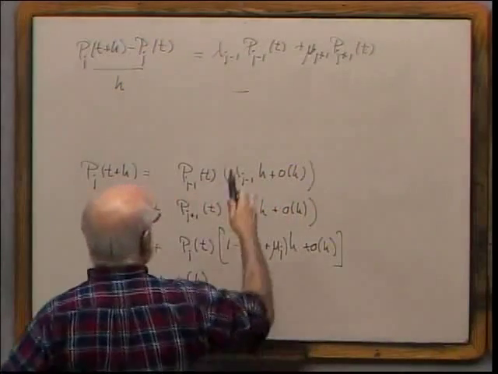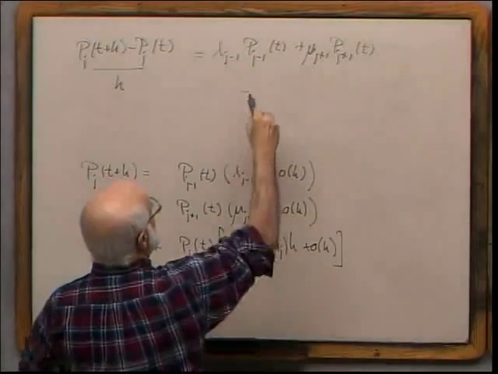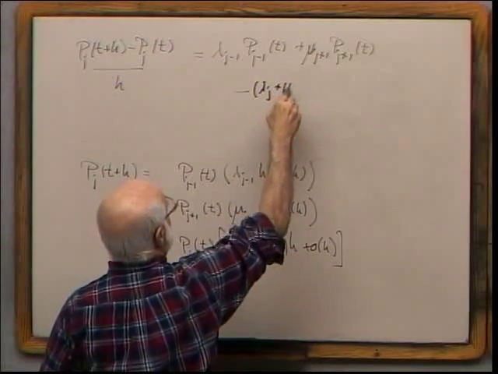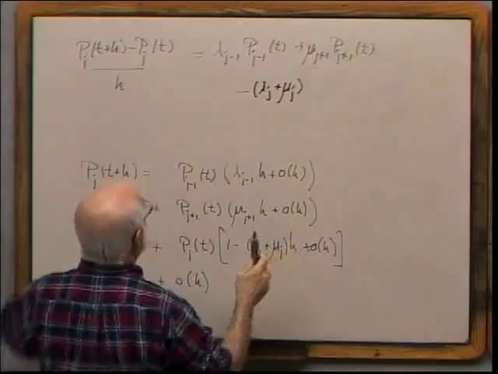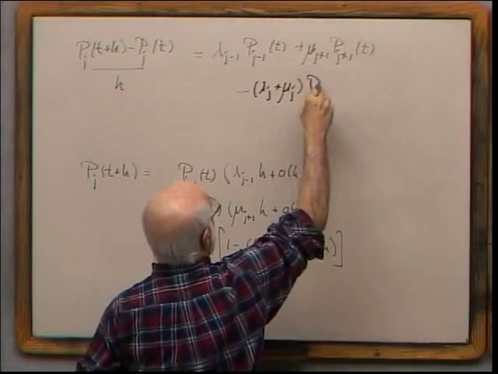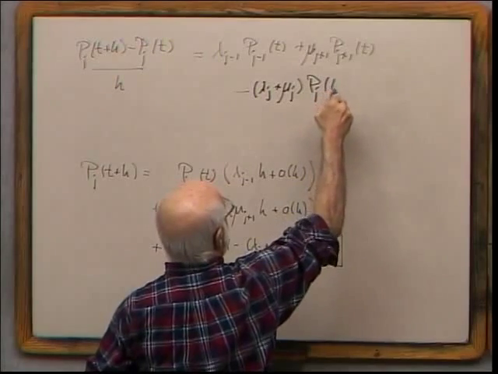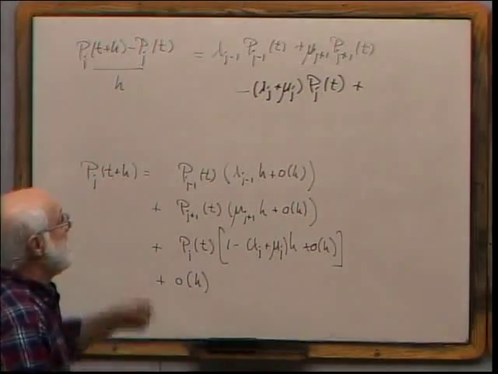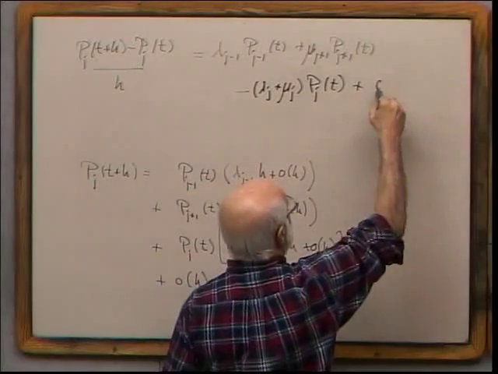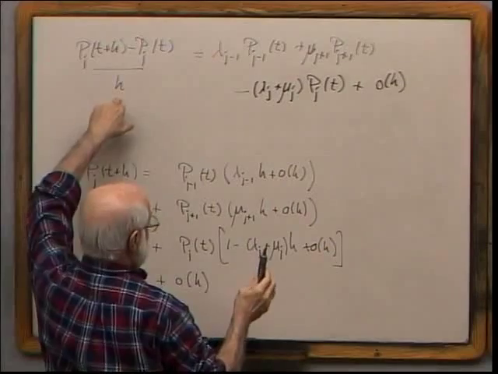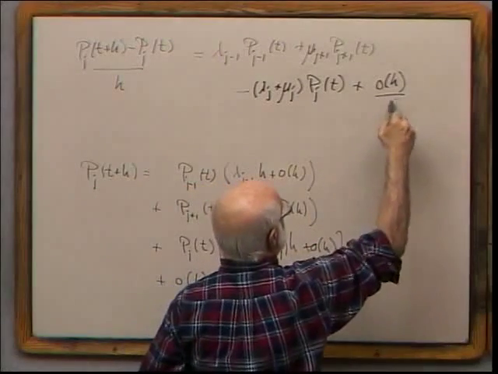Okay, minus lambda j plus mu j. The h has been divided out, and then I have the pj, and then I have all the O of h's combined, and so they are O of h. Except that I've already divided out by h, so I have to divide those terms by h, so I get that.